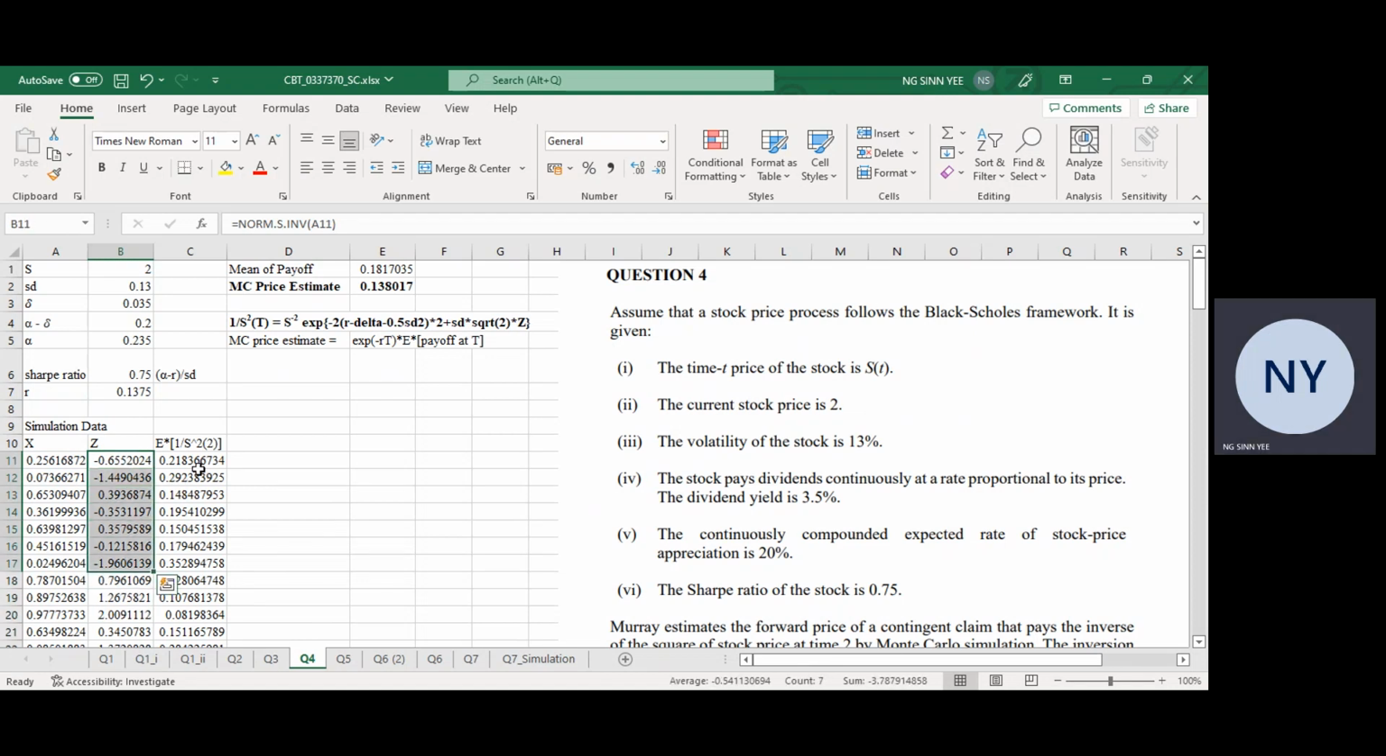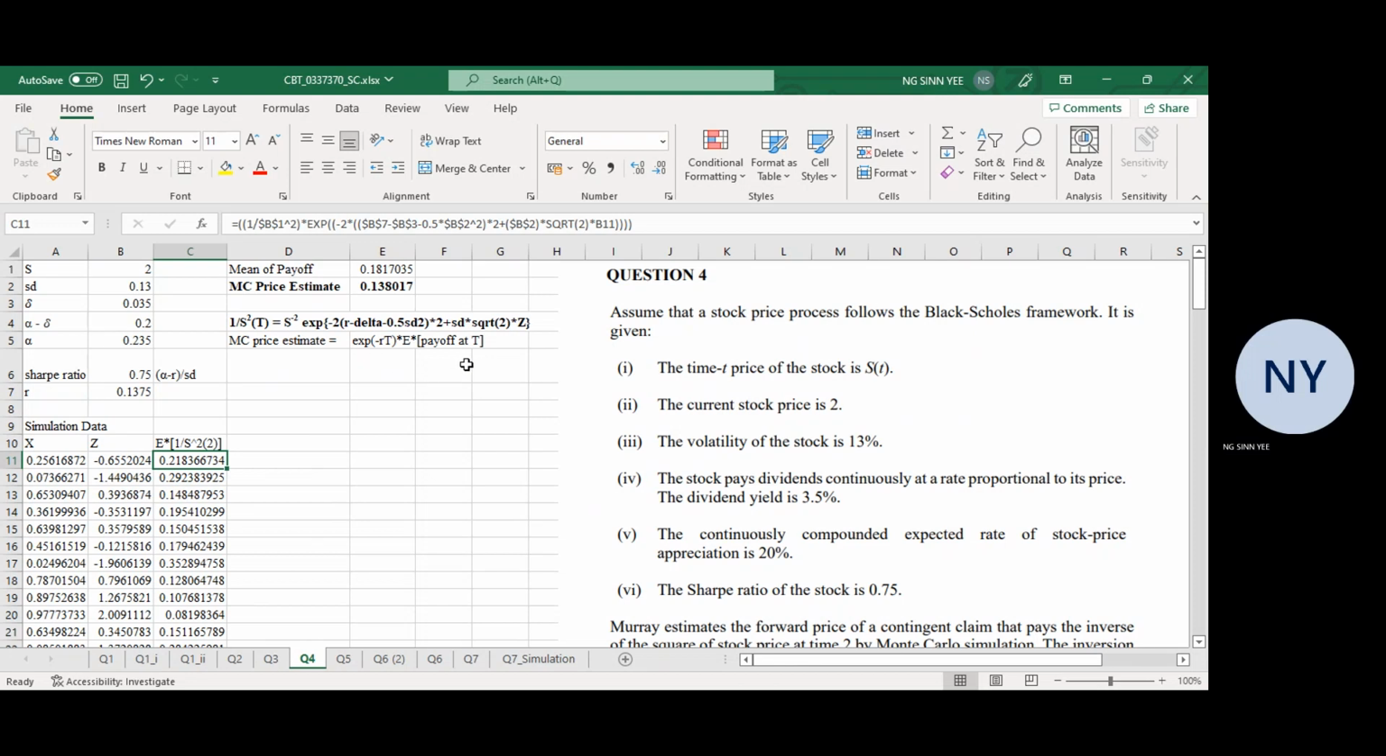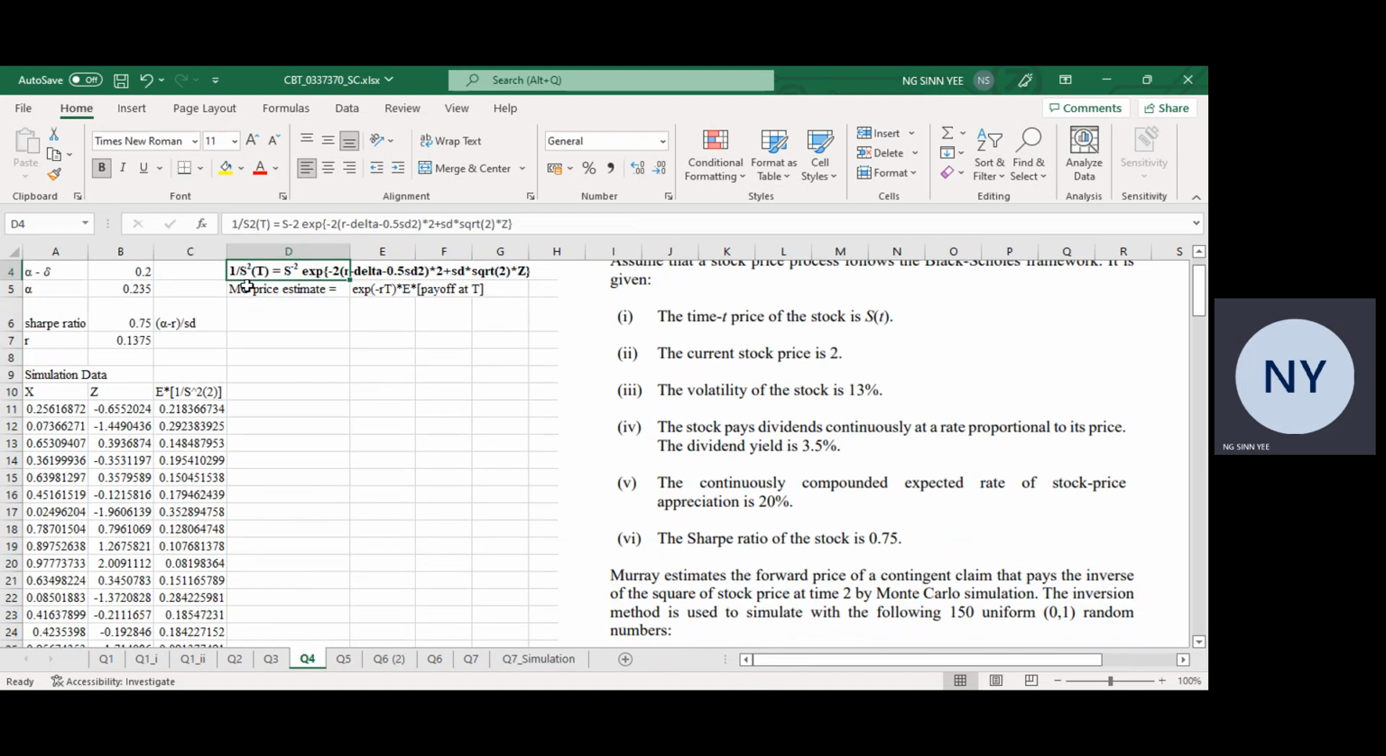After getting the Z value, we will then need to find the expected payoff at time 2. This is because the Monte Carlo price estimate equals the expected payoff at time t, discounted back to time 0. To get this expected value, we will be using this formula, because it's mentioned that the forward price of a contingent claim pays the inverse of the square of stock price at time 2.